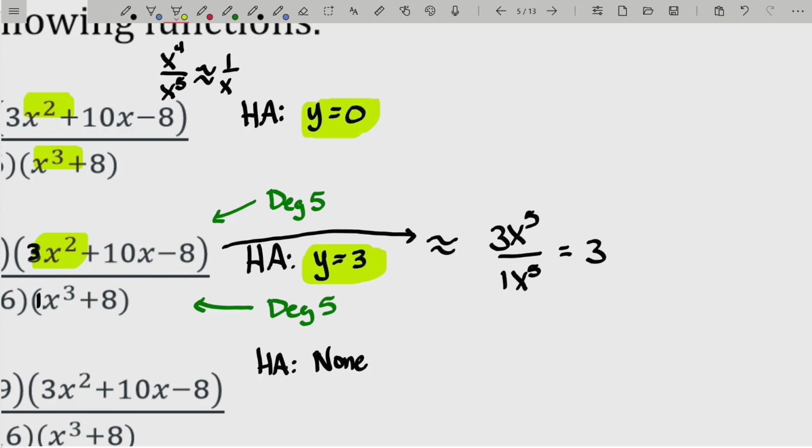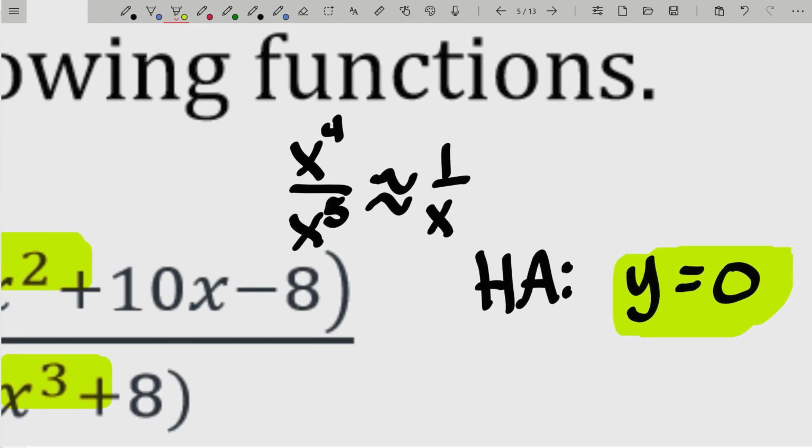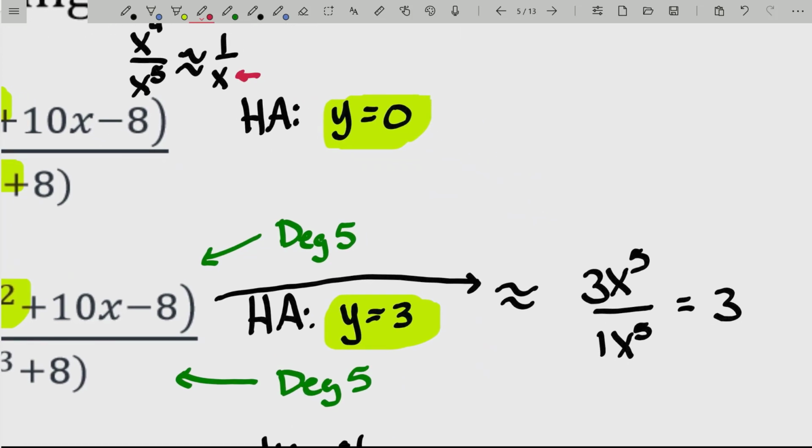Again, same argument. Over here, it's just not as easy to see because you have to imagine that this denominator is tending to infinity. But it's much easier to see when you can just cancel x to the 5th over x to the 5th. It's just the leading coefficients, had you multiplied out those polynomials.